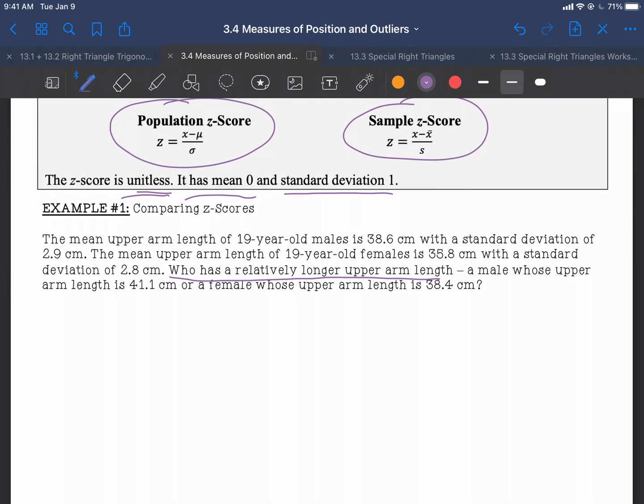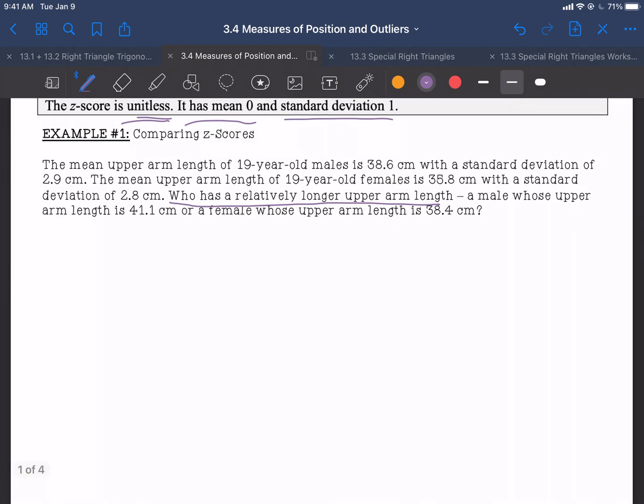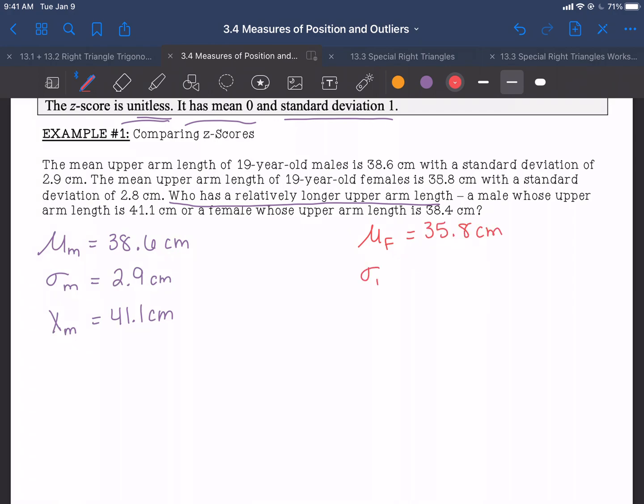We're going to find the z-score so that we can compare the two. We need the mean of the male, which is 38.6 centimeters, the standard deviation of the male, which is 2.9 centimeters, and the data value we're interested in for the male is 41.1 centimeters. The mean of the female arm length is 35.8 centimeters, the standard deviation is 2.8 centimeters, and the x value of the female we're interested in is 38.4 centimeters.